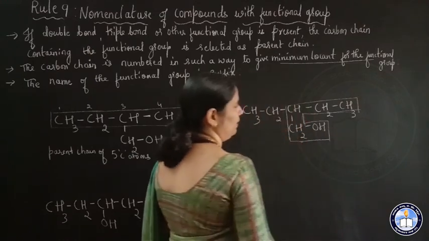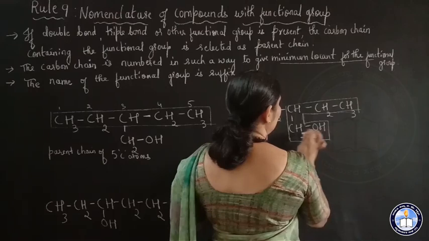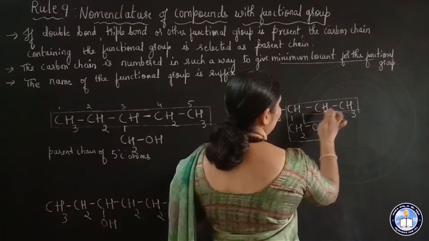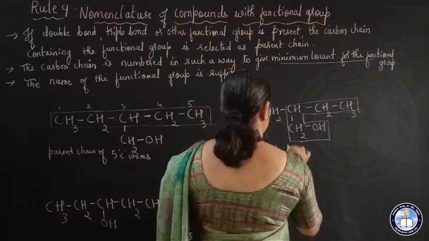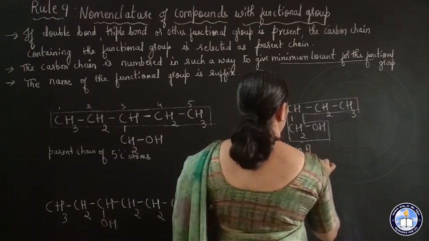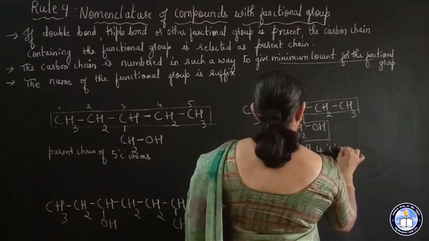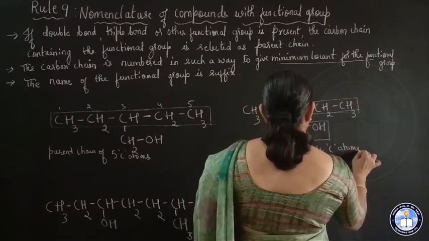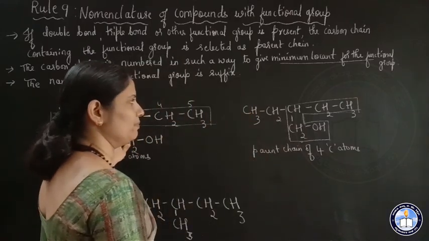So this is the parent chain. So now in this selection, how many carbon atoms are there? 1, 2, 3, 4. So the parent chain of 4 carbon atoms. This is the parent chain of 5 carbon atoms.